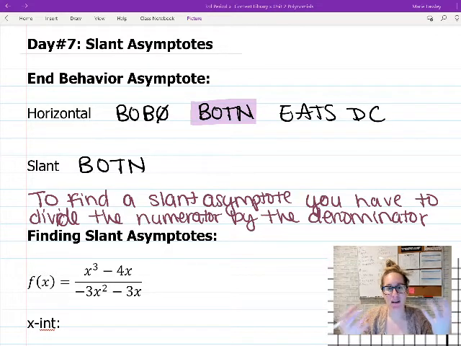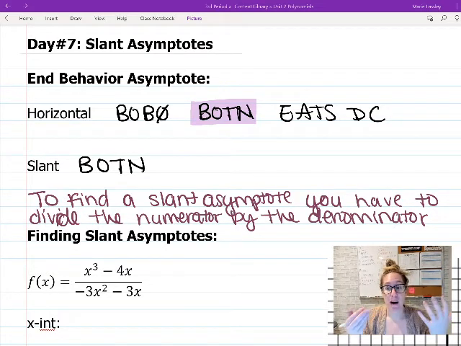But like I said, it's not really necessary because we have all that we need from the vertical, the horizontal, the intercepts, and then holes just by finding everything algebraically. But we are going to use this to find those slant asymptotes. All right, so that's all we're really going to do.